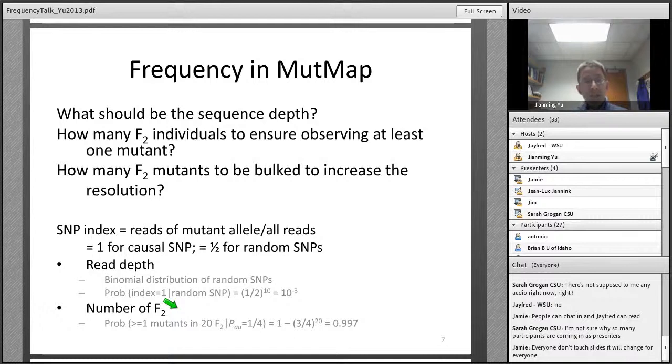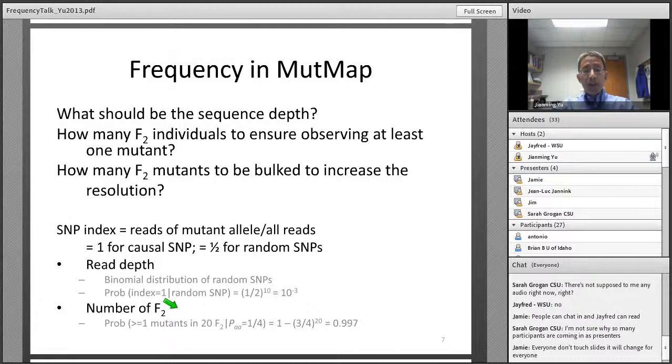And so here, in this frequency in MutMap, if you are interested, you can look at the original publication. Here, I only list the 3 relevant questions and provide some of the derivations, 2 of them. So the first question you can ask: what should be the sequence depth? This seems to be out of the blue. Why are you asking this question?